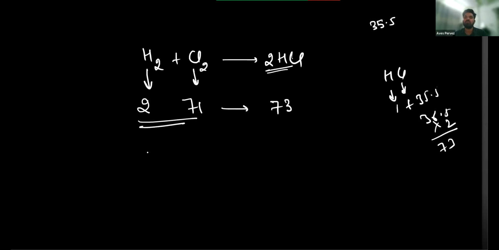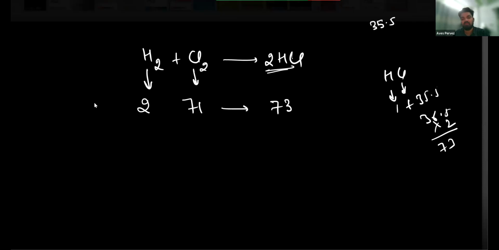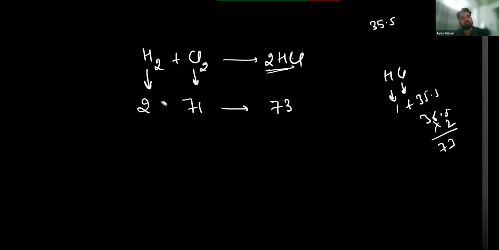What's the ratio? The ratio here is 2:71:73. Or you can take the ratio 1:35.5, that is, 1 gram of hydrogen will be required with 35.5 grams of chlorine. Understood?